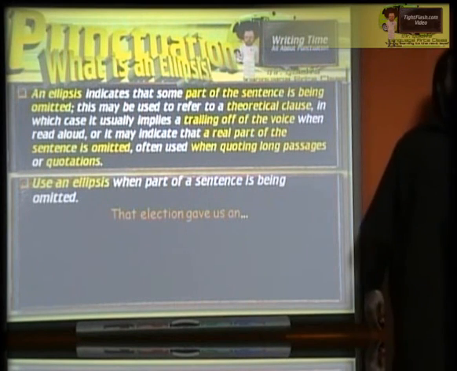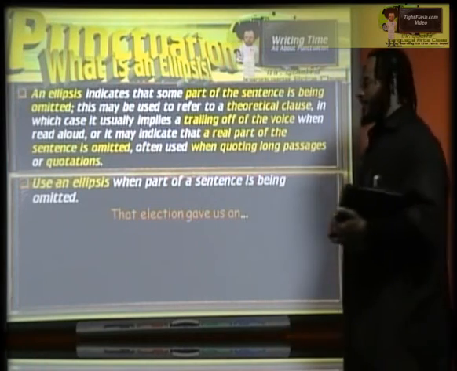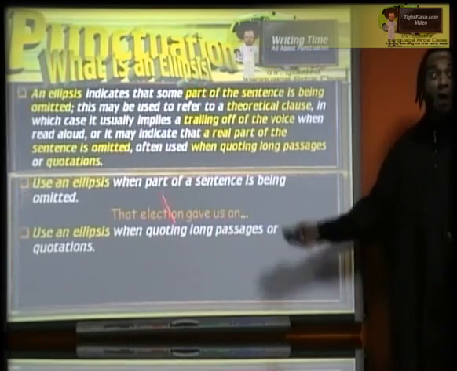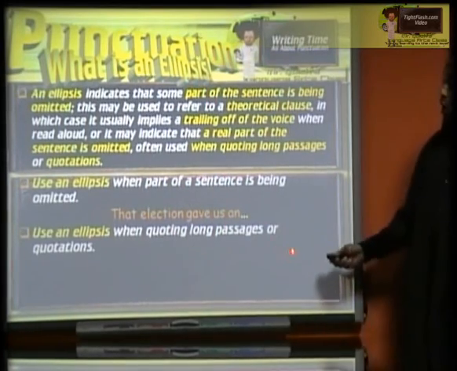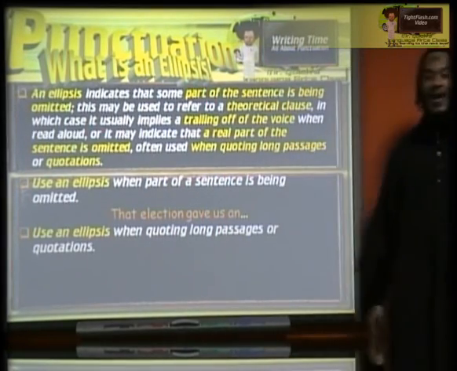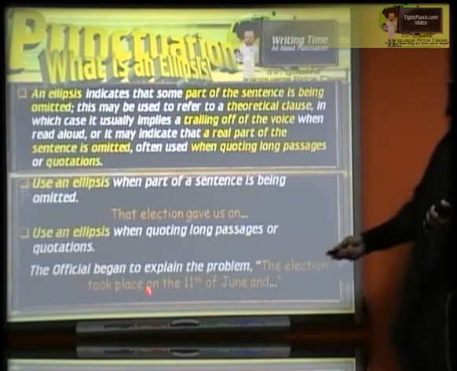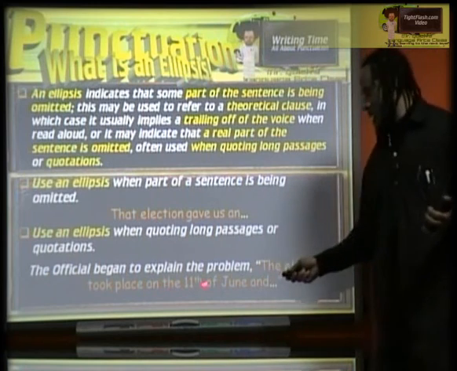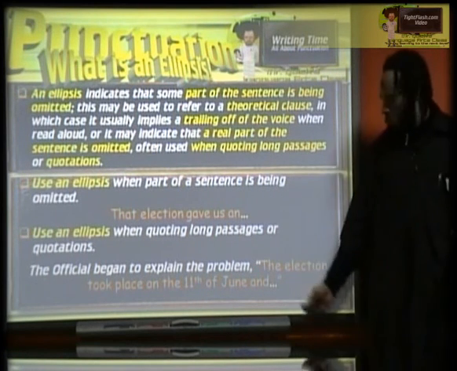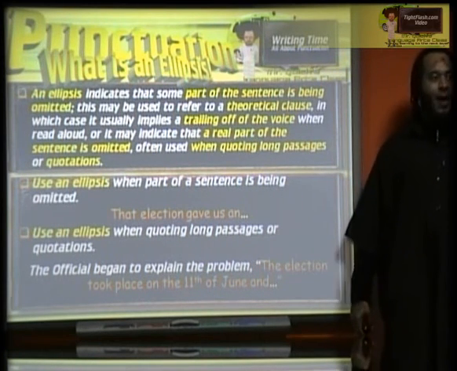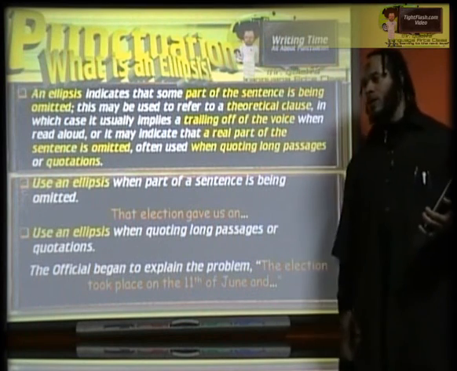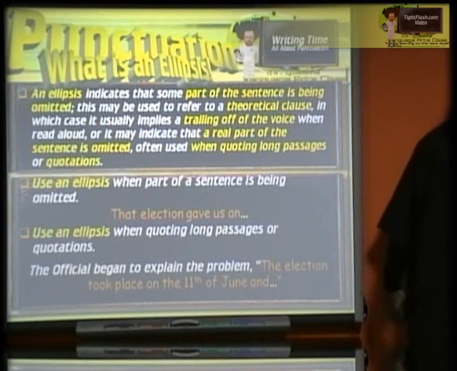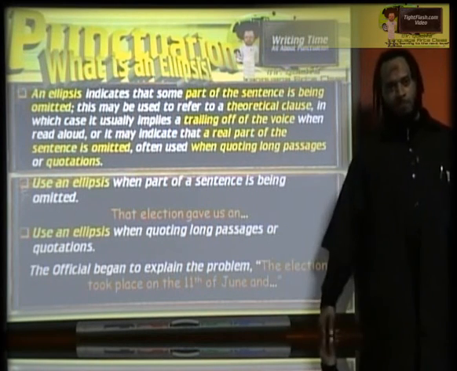When leaving a part of a sentence out. Okay. Use an ellipsis when quoting long passages or quotations. For instance, the official began to explain the problem. The election took place on the 11th of June, blah, blah, blah. And that's why you do the ellipsis, because you don't necessarily need to write all that the official said. Your reader gets the point.